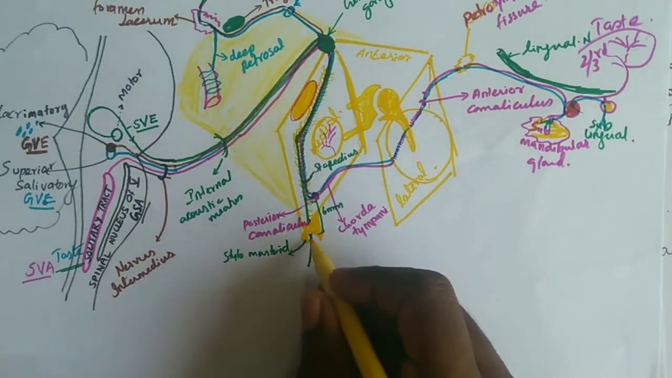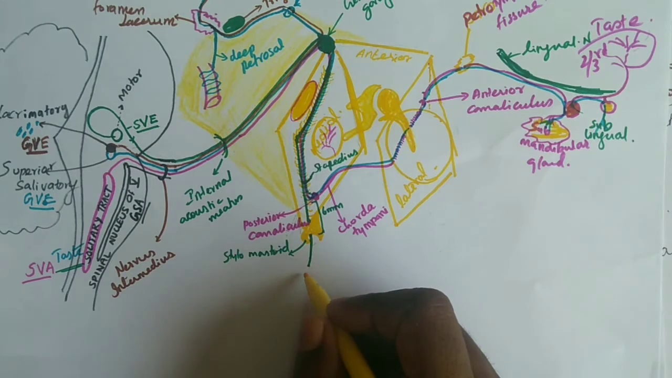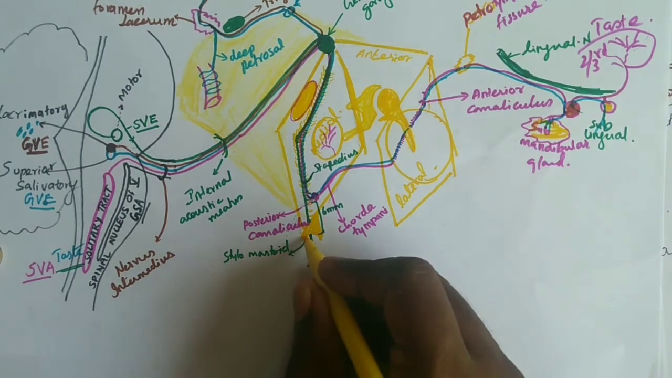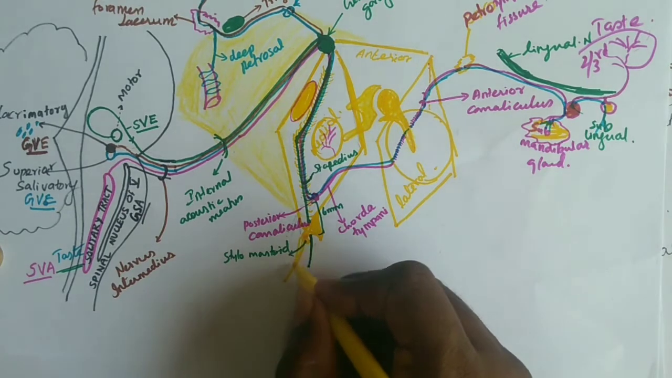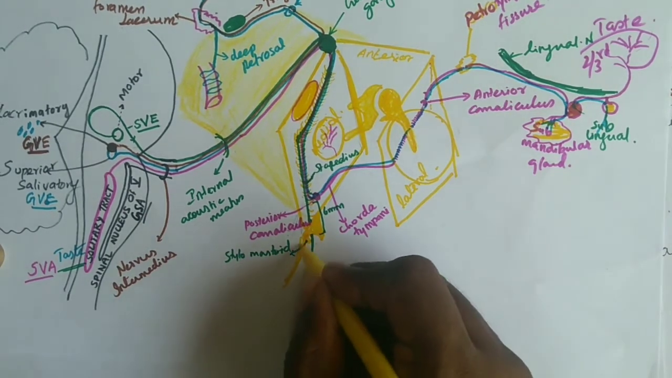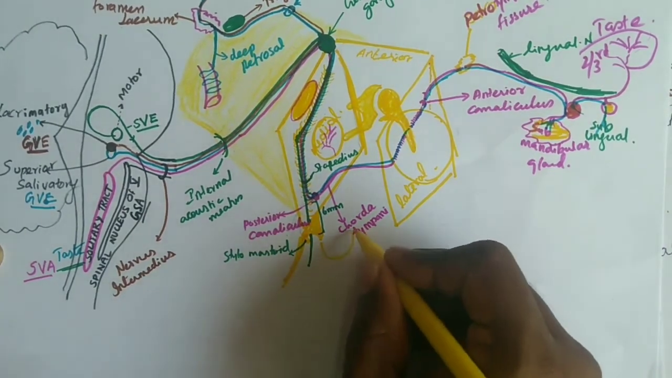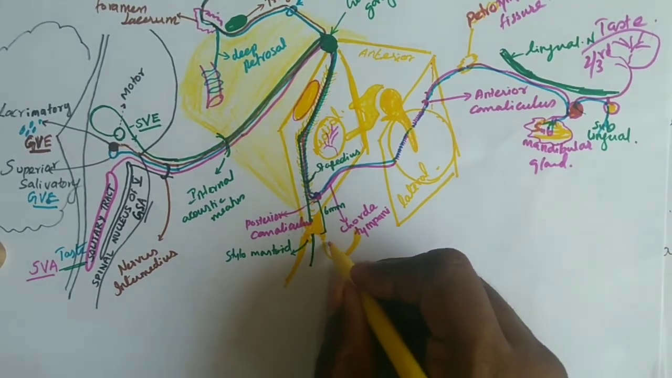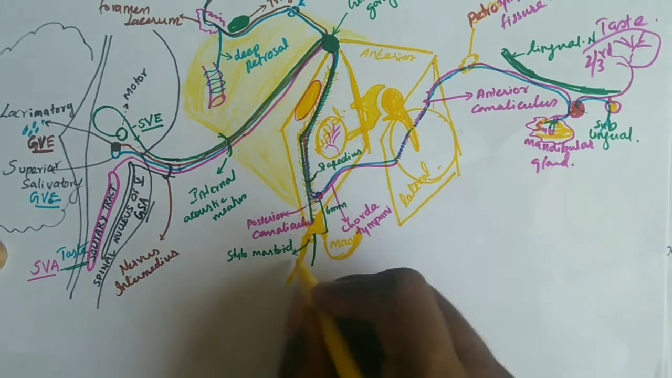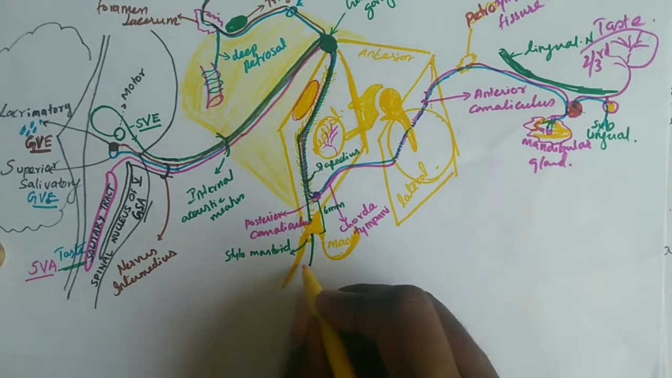Okay. Next we will study about the branches which are given off after it passes out of the stylomastoid foramen. Here the stylomastoid foramen, anteriorly it is related to the styloid process. Posteriorly, it is related to the mastoid process. This is the mastoid, this is the styloid process.